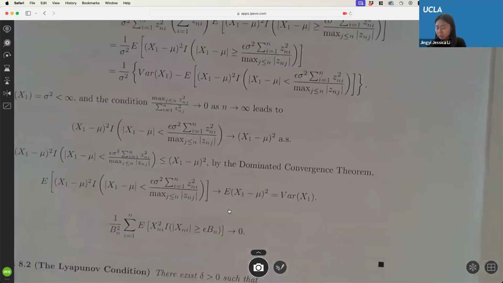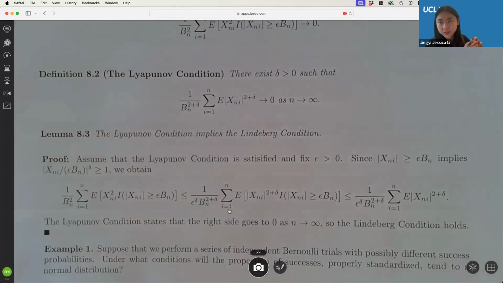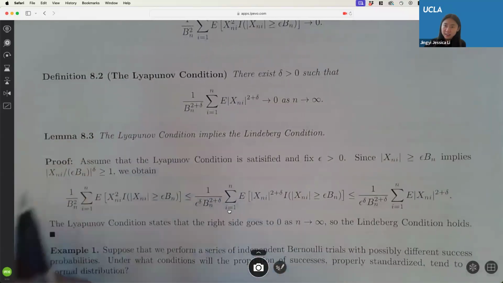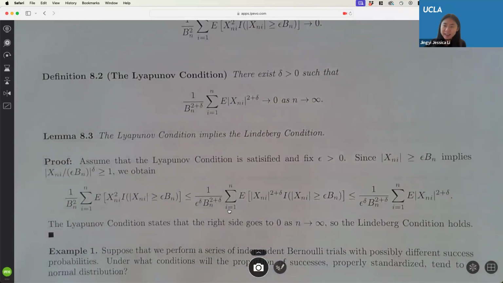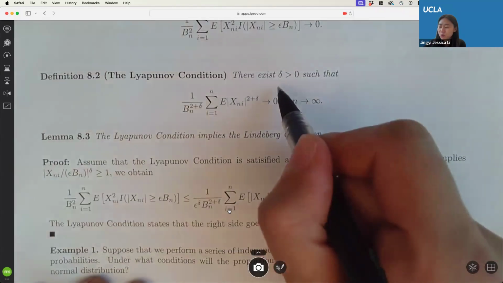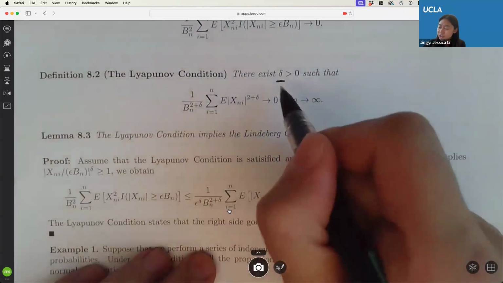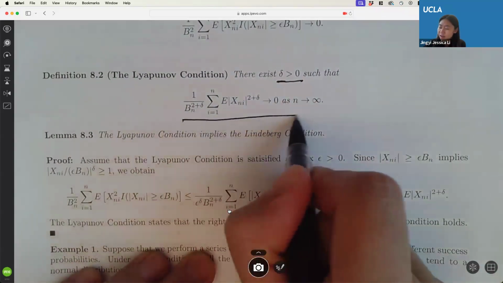Okay, so there's a stronger result we could use in practice. This is called the Lyapunov condition. This condition is stronger than the Lindeberg condition, but it's simpler in form. So if you can show this instead, then this implies the Lindeberg condition, and the Lindeberg condition implies the central limit theorem result. So you can prove this instead. Essentially, you want to find one single positive delta such that this thing holds.